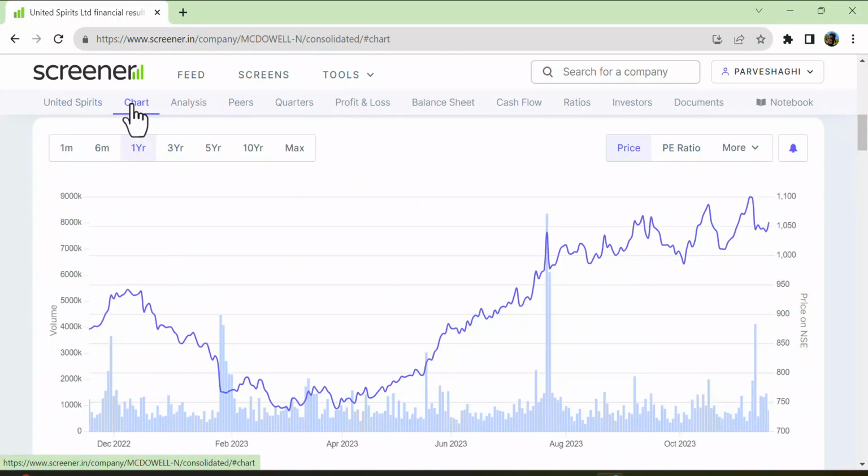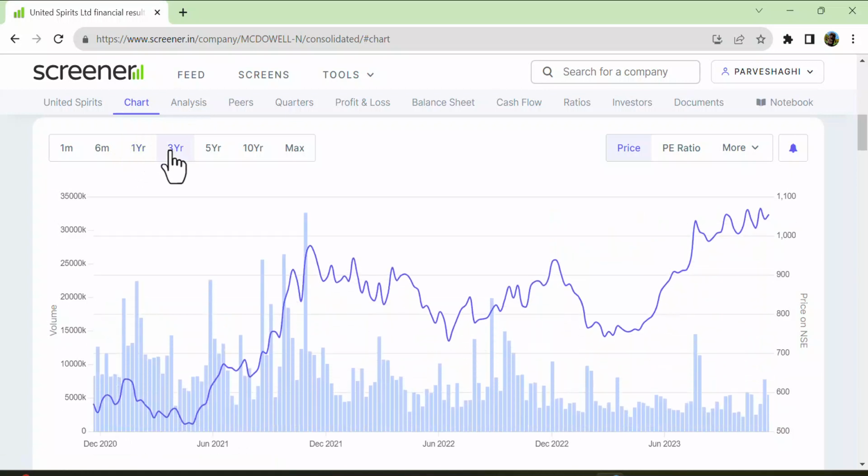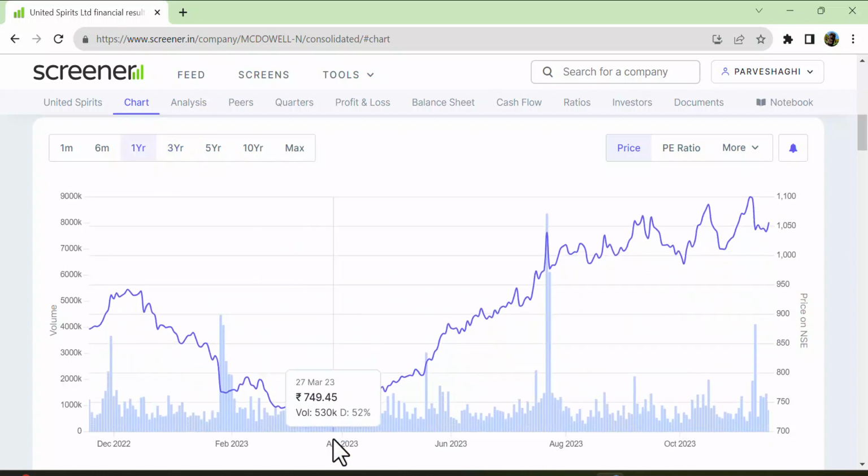So the share price is showing a steady growth after the IPO. Okay, and we can just say 3 years chart. So the IPO came in which month? In December 22. Okay, or rather we should focus on the 1 year chart. So after the IPO came in December, it's showing it declined initially.